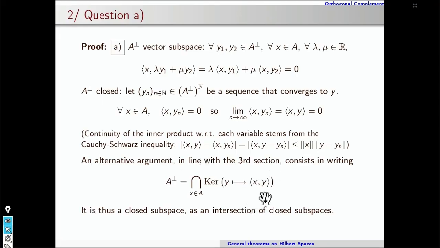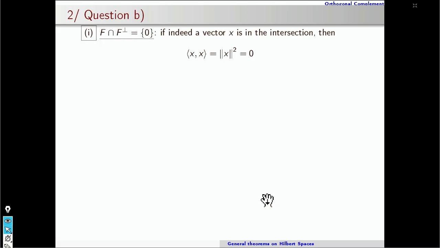One can reformulate this in a more abstract way by considering, for each x in A, the linear map which to y associates the inner product of x and y. It is a linear map, so the kernel is a vector space. And it is a continuous map, so the pre-image of 0, the kernel, is the pre-image of a closed subset, which is a closed subset, and the intersection of closed vector spaces is a closed vector space.